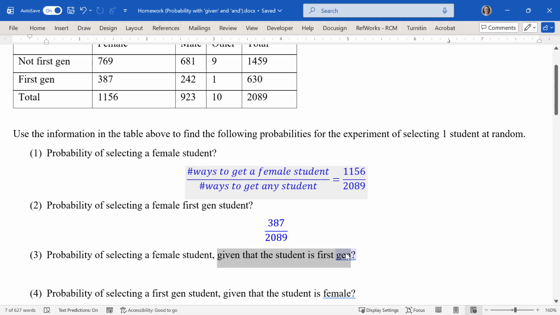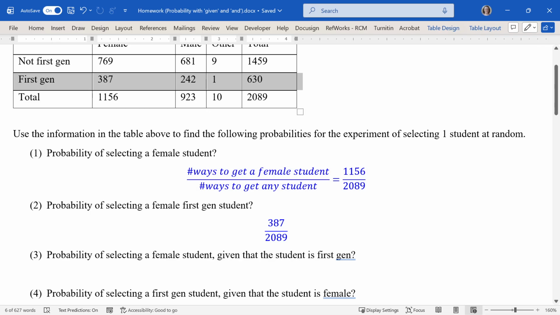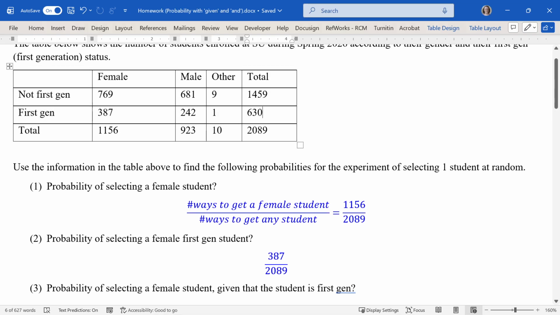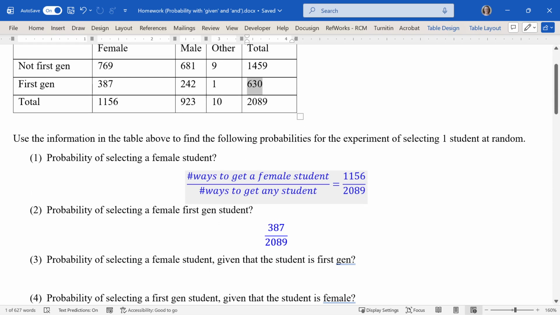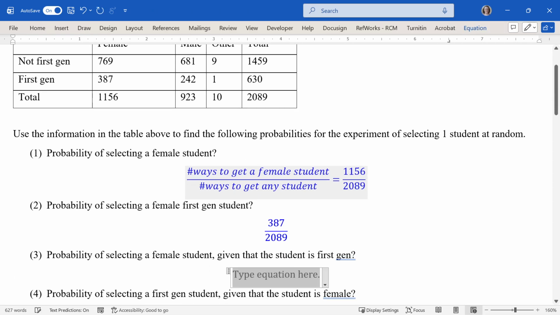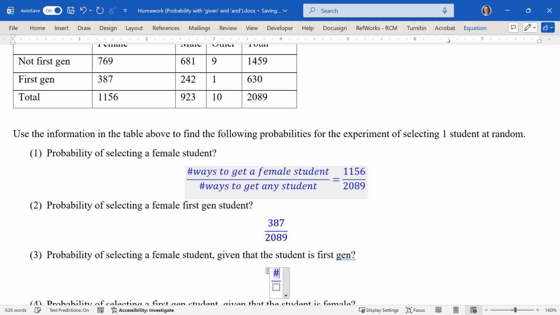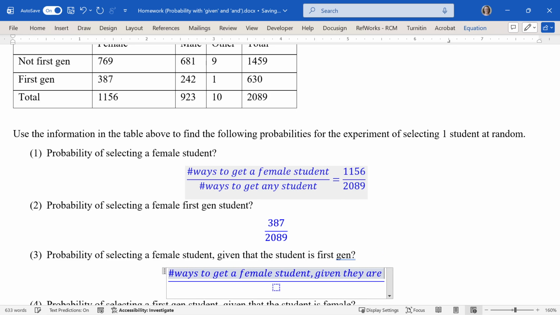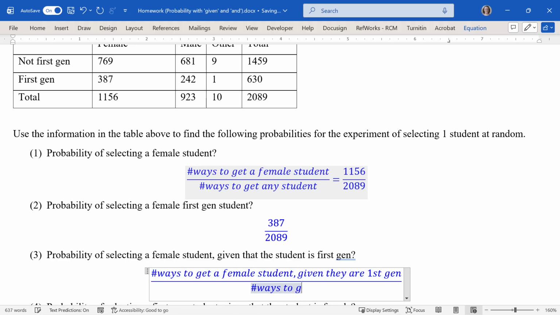So if you know that you're going to get a first gen student, what's the probability then of getting a female student? So in this case, we're only looking at the first gen students, and that is going to be that smaller pool that we're drawing out of. So the probability here, if we write it as a fraction, this is number of ways to get a female student given they are first gen, and then divided by number of ways to get a first gen student. So it's a smaller pool.